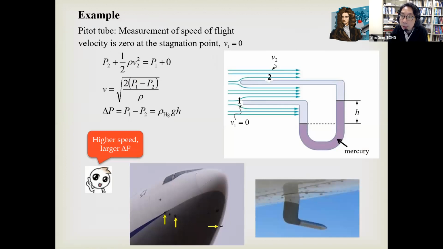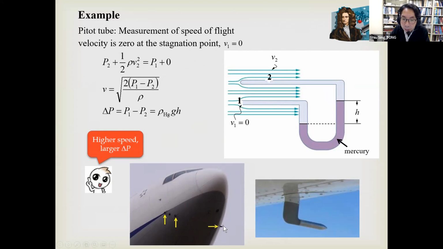Now let's apply this equation to study a fluid flow. If you have ever taken an airplane, you will find that a passenger airplane has a small device at the tip of the airplane. It is called a pitot tube, and a pitot tube is actually an instrument for measuring the speed of flight of the airplane.